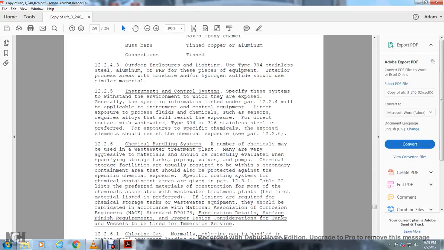Table 12-2 lists preferred materials of construction for most of the chemicals associated with wastewater treatment plants. The first material listed is preferred if required for the chemical storage tank. Tanks should be fabricated in accordance with the National Association of Corrosion Engineers standard NACE RP-0178, which covers fabrication details, surface finishing requirements, and proper design considerations for tanks and vessels to be lined for immersion service.